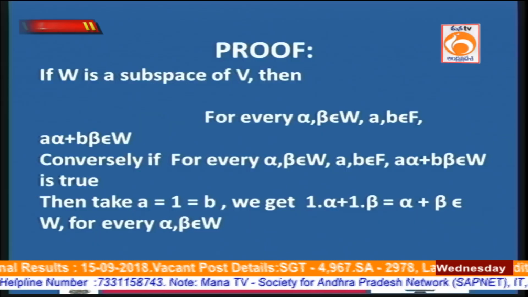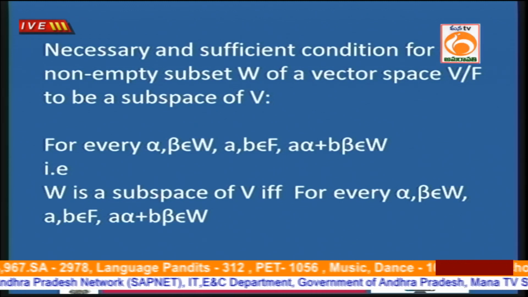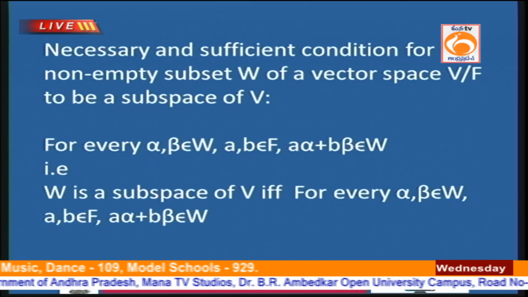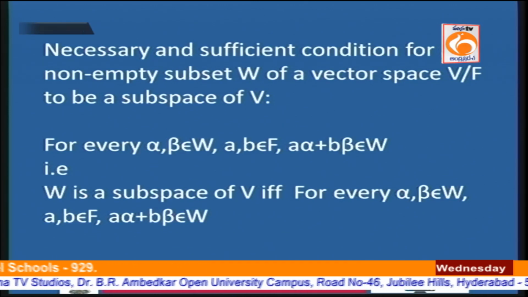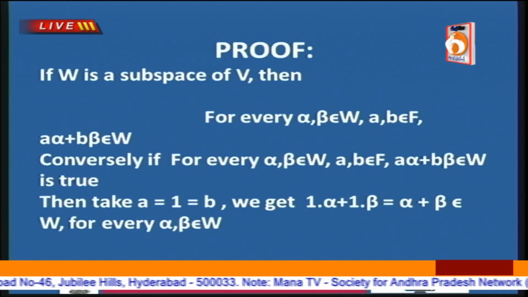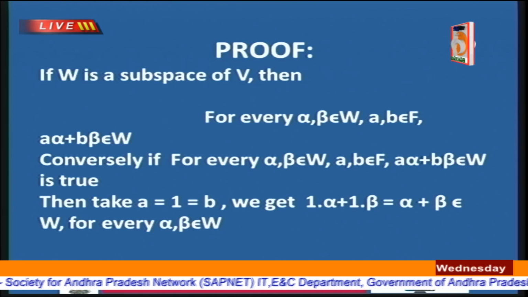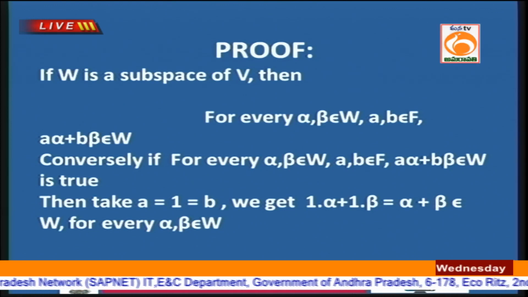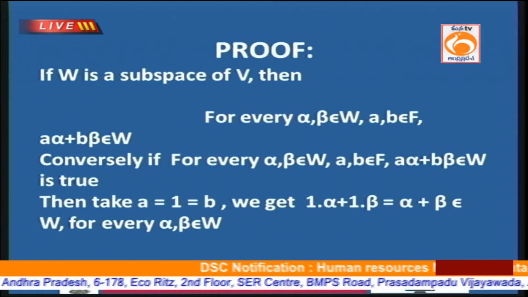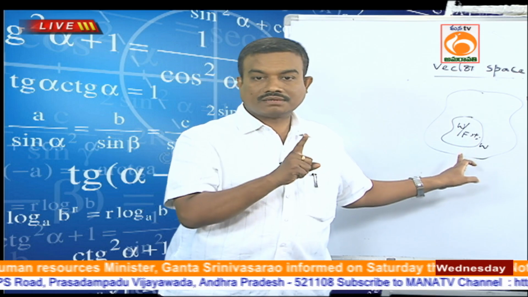Please note that it has two parts because it is an if and only if condition. First we have to assume W is a subspace of V and prove the condition. Next, assume the condition and prove W is a subspace of V. So in the first part we assume W is a subspace of V. Already W is a subspace, so W is a vector space. So it is closed with respect to addition and also closed with respect to scalar multiplication.